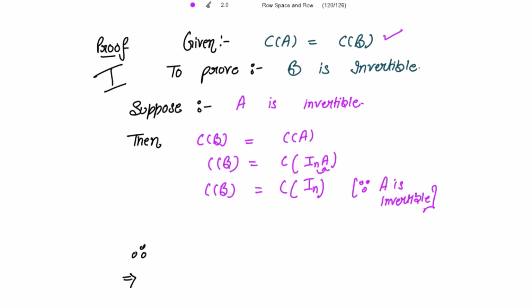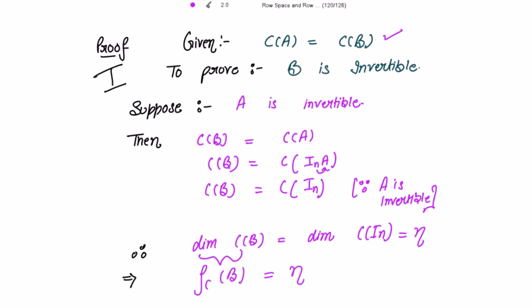Now because C(B) is equal to C(I_n), and whenever the column spaces of the matrices are equal, therefore their dimensions are also equal. What is the dimension of the column space of the identity matrix of order n? That is equal to n, right? And the dimension of C(B) is nothing but the column rank of B. That is equal to n.